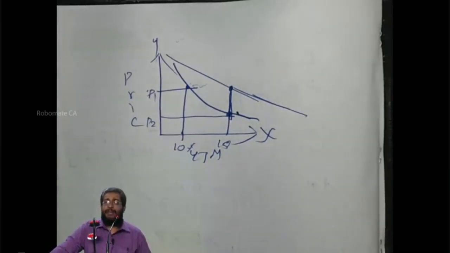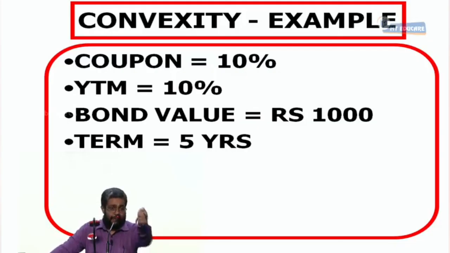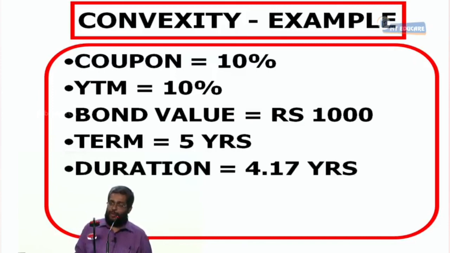Answer my question. Will the duration be 5 years? Not 5 years. For the duration to be 5 years, it should be a zero coupon bond. For a coupon bond, it should be less than 5 years. I calculated it. Believe me, the duration is 4.17 years. Today, as homework, calculate the duration.